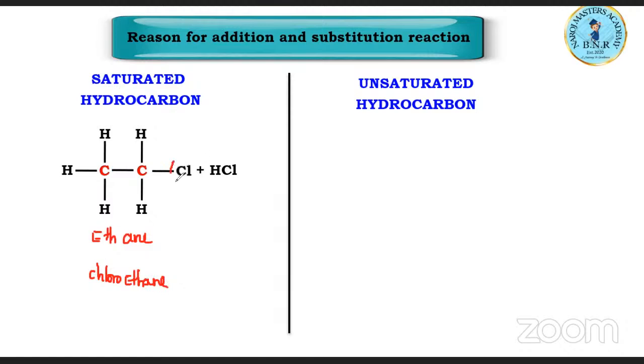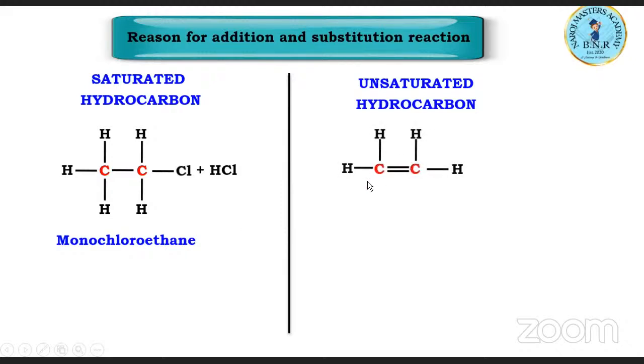How many chlorines are present here? Only one. So we can say it is monochloroethane, and this is hydrochloric acid. What type of reaction is it, addition or substitution? Substitution. The monochloroethane is formed, and this is a substitution reaction. So for saturated hydrocarbons, always substitution reaction takes place.